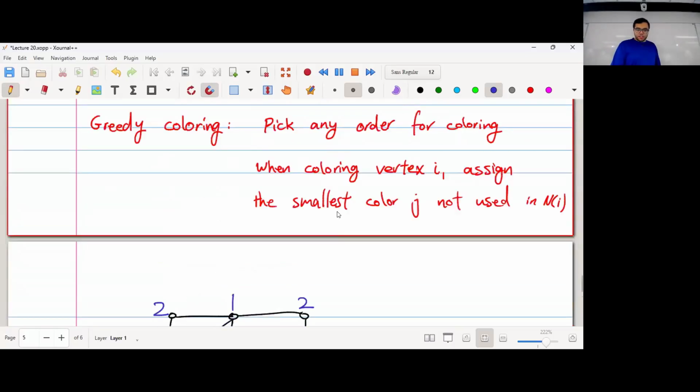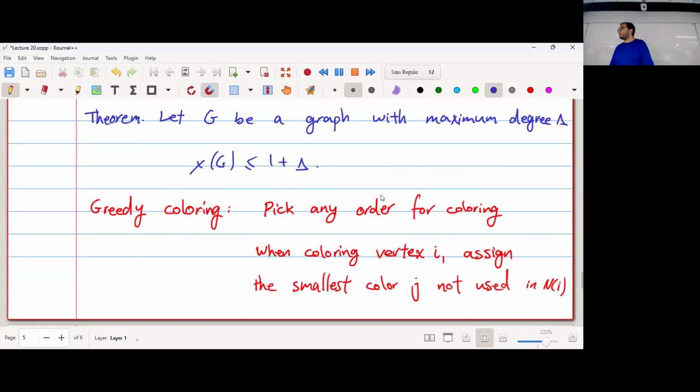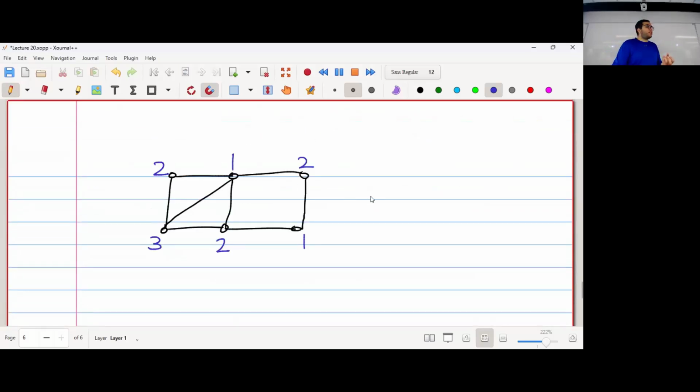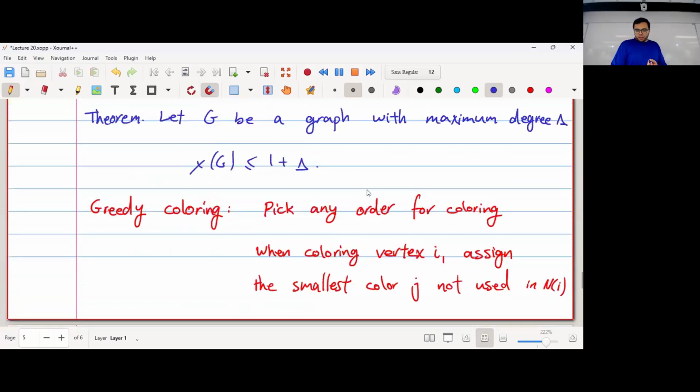And what we're claiming in general is that if the maximum degree is delta, I'm going to use at most delta plus 1 colors. Okay. So just look at every vertex when it's being colored, and let's see what is the color that we're assigning to it. So when I'm coloring vertex I, I'm assigning the smallest color that was not used in the neighbors of I. But how many neighbors can I have?